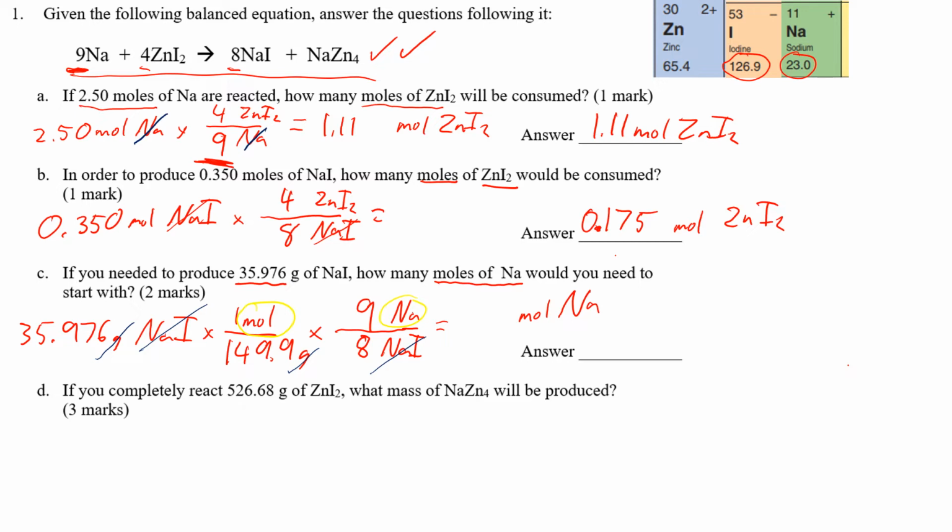So 35.976 divided by 149.9 times 9 divided by 8 equals, and I get 0.27. Now, for sig figs, this number right here is 5 sig figs, this number is 4 sig figs, and the 9 and the 8 have no significance. So my answer should be in 4 sig figs. So my answer should be 0.2700 moles of sodium.